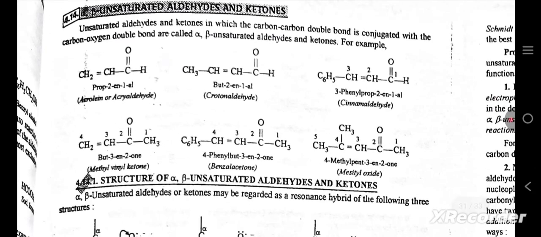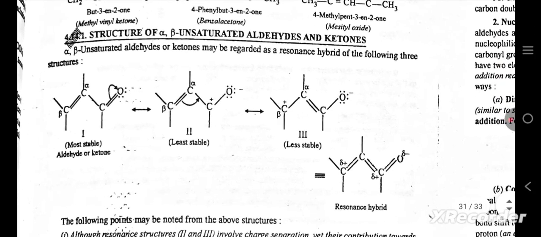Unsaturated aldehydes and ketones in which the carbon-carbon double bond is conjugated with the carbon-oxygen double bond are called alpha-beta unsaturated aldehydes and ketones. For example, structure of alpha-beta unsaturated aldehydes and ketones.